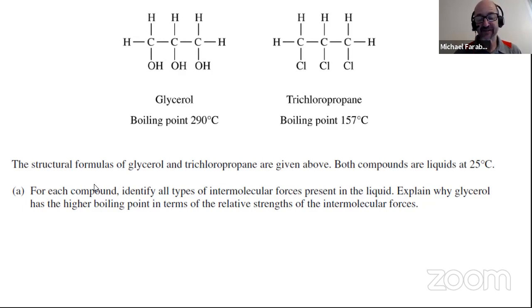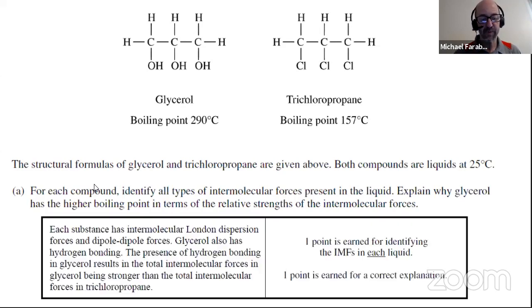Now, we had just talked about HF in the last question involving hydrogen bonding. Remember, it's hydrogen directly attached to either fluorine, nitrogen, or oxygen. So we're going to talk about hydrogen bonding again. These molecules are both polar, but we have hydrogen bonding in between molecules of glycerol, and we do not have hydrogen bonding in between molecules of trichloropropane.